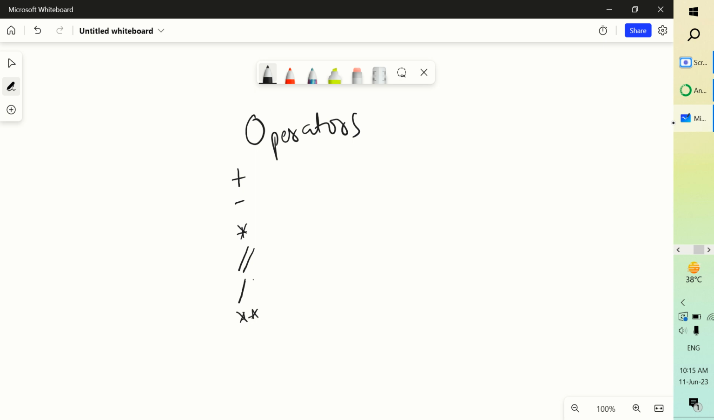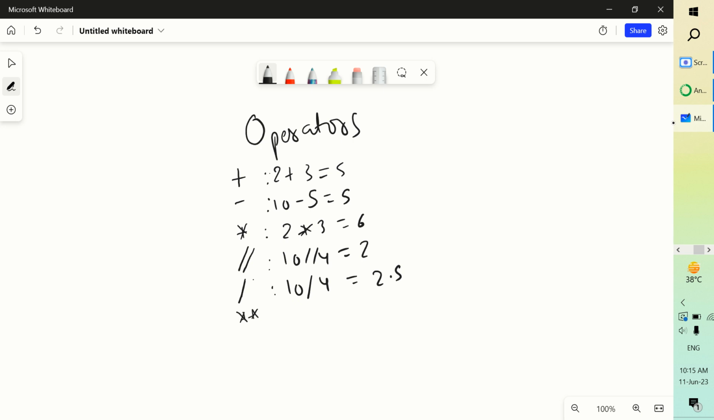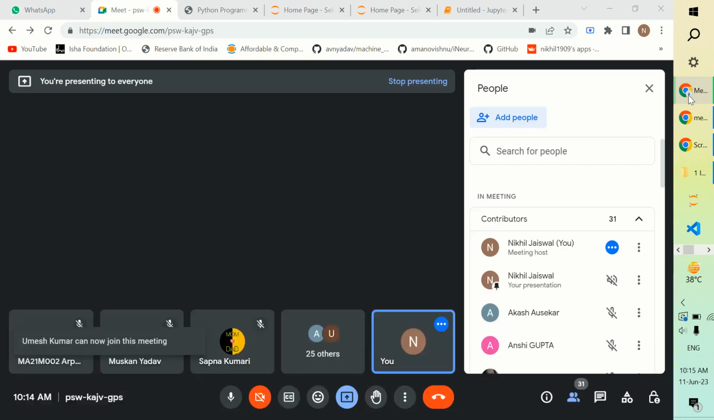Okay, so this is addition. 2 plus 3 is 5. This is subtraction. 10 minus 5 is 5. This is multiplication. 2 times 3 is 6. This is integer division. 10 integer division 4 is 2. And this is floating point division. This is 2.5. And this is exponent. 2 raised to the power 3 is 8. Okay. So these are the different operators in Python.